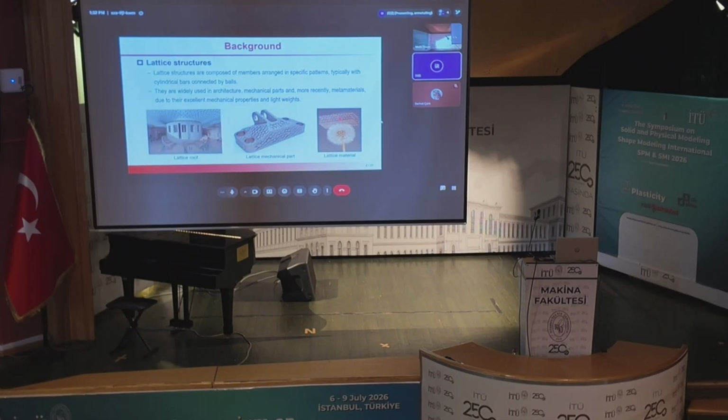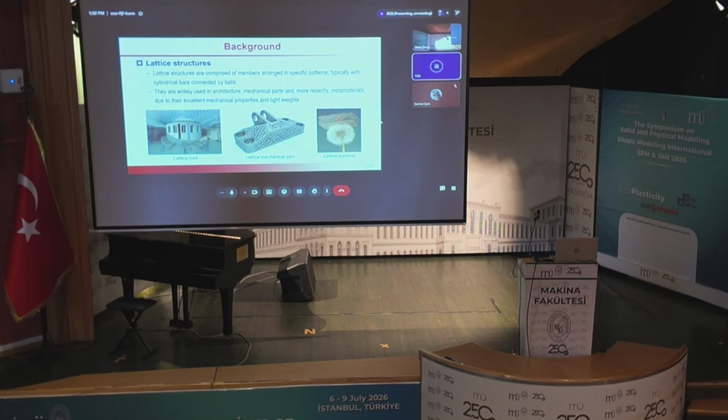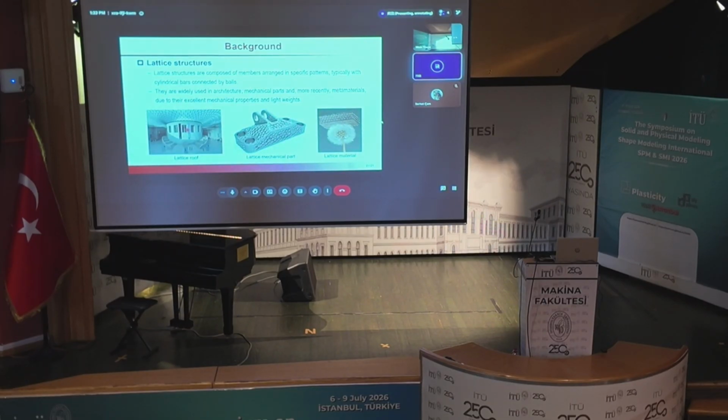First of all, about the background of this work. The structures that we study are spherical jointed structures. They consist of cylindrical bars connected by bolts, usually arranged in specific patterns, and they're widely used in architecture, such as lattice roofs or some mechanical parts, especially with additive manufacturing and, more recently, metal materials, because of their excellent mechanical properties and lightweight characteristics.